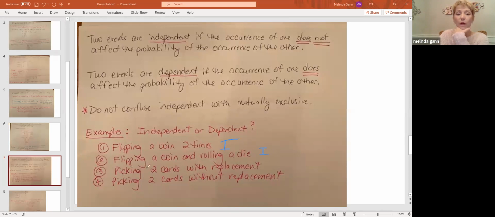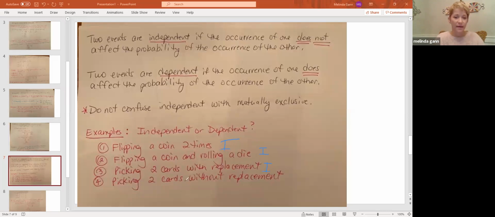Okay. What if you pick two cards with replacement? So I pick a card, I've got the Queen of Hearts. I put the Queen of Hearts back and I do it again. I pick again. Does the fact I got the Queen of Hearts on the first pick influence in any way what I might or might not get on the second pick? No. So again, this is independent.